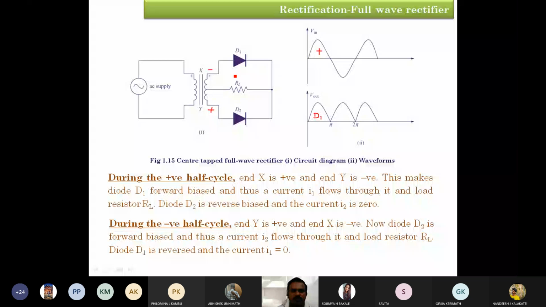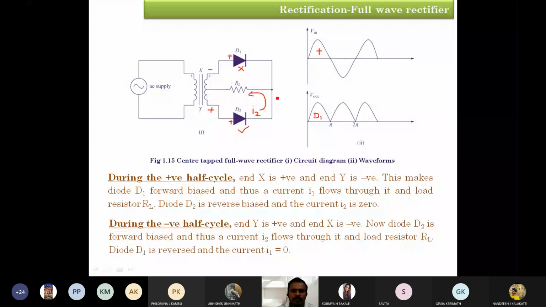As we observe the position of diodes D1 and D2, the D1 anode is connected to the negative terminal. Hence, it is in reverse bias condition. What about D2? The anode terminal is connected to the positive of the power supply. Hence, it is going to start conducting due to the forward bias condition of diode D2. Therefore, the current I2 flows through diode D2 and goes through this load resistor RL.